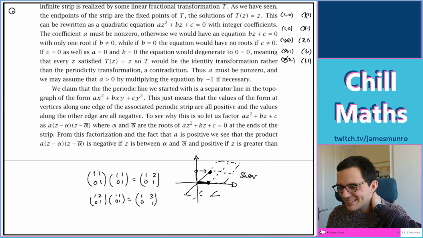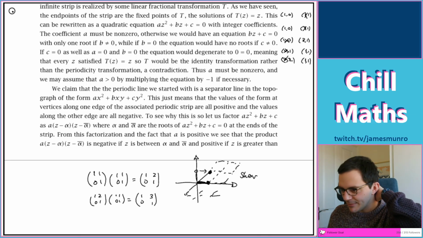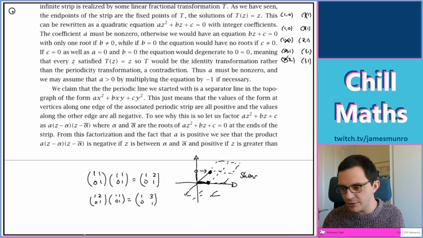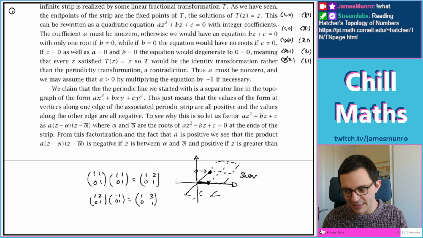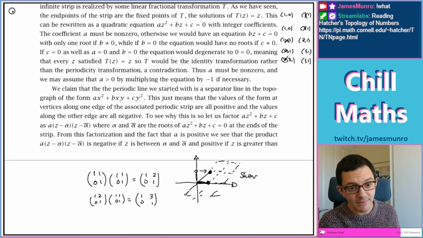Wouldn't that be nicer? Hello, Fizzbuzz in chat. He says Topology of Numbers, first time in chat. It is a fun book. You can get the book because it's free and it's online as PDF, which is what I'm doing.